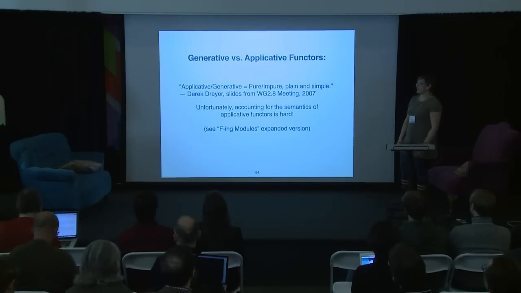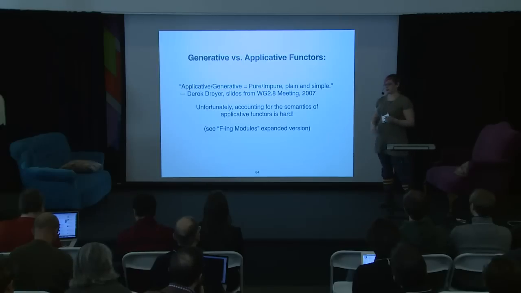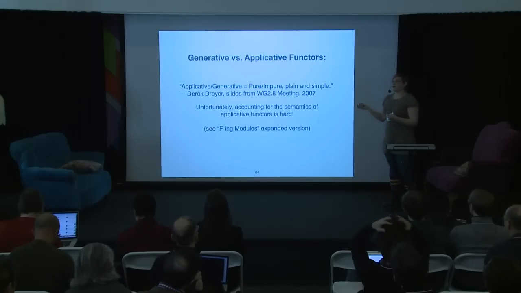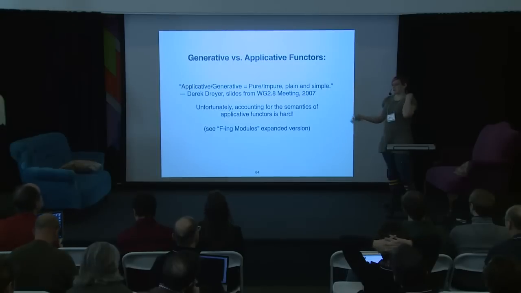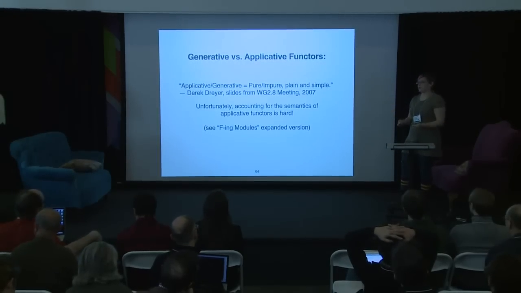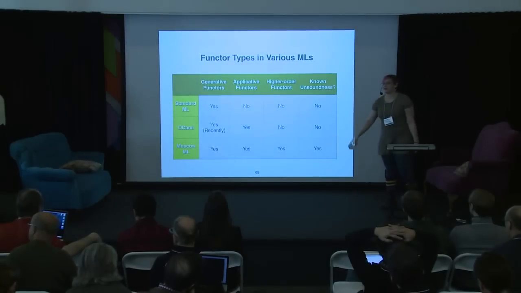And this might kind of suggest that we would like to be able to account for both. And F-ing modules figures out a way to do this, although it's actually interesting that the accounting for the semantics of this applicative notion of functor, well, you can do it in sort of an extension of System F called F omega. It's not quite as simple as the story for generative functors. So that's just sort of a brief rundown of what's going on with this whole discussion on generative and applicative functors, if you've heard about it.